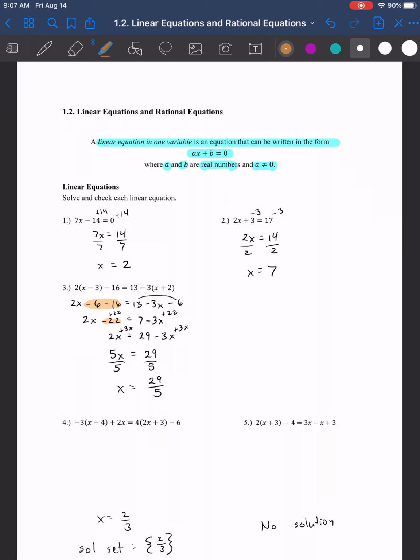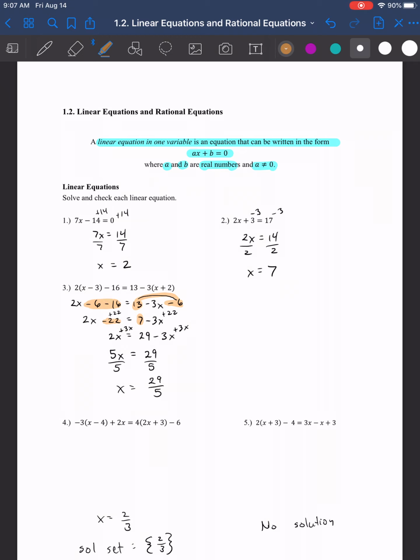On this right-hand side, I have this 13 and then this negative 6. So I have 13 minus 6. That gives me this 7 right there. And so I come down to the next line, and I have 2x minus 22 and 7 minus 3x. So that's all my common things.